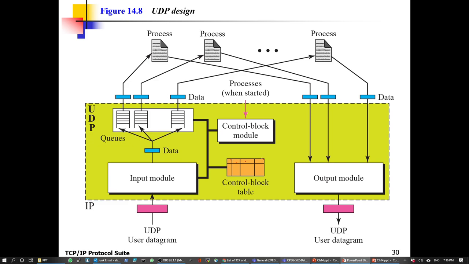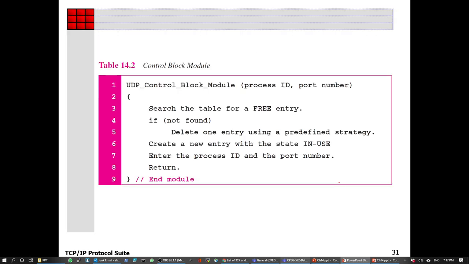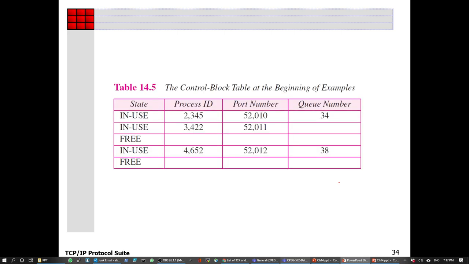It tells you the state: is this port free, or in use. Then the process ID, the port number, and the queue number attached to it. So if I have port 13, is it free? Is it in use? Which queue is attached to it? It's like a database for the program. So that's the control block table, and this is the engine for it, and the same thing with the output module. This is the code, how it works.